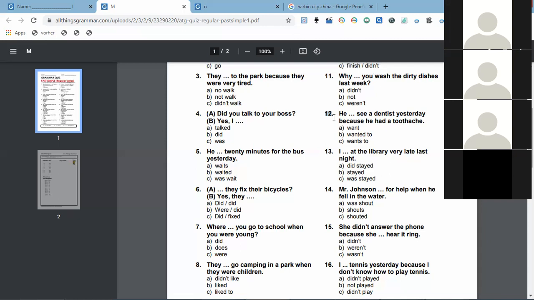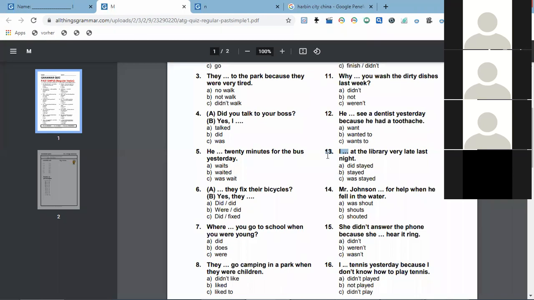He blah blah blah see a dentist yesterday because he had a toothache. The answer is B. Yes, good. Because to infinitive, the same reason. Okay, good, Chris. Number 13, who haven't answered yet?